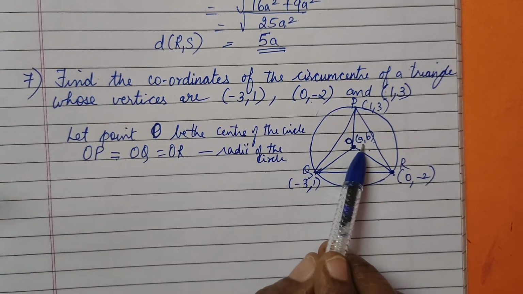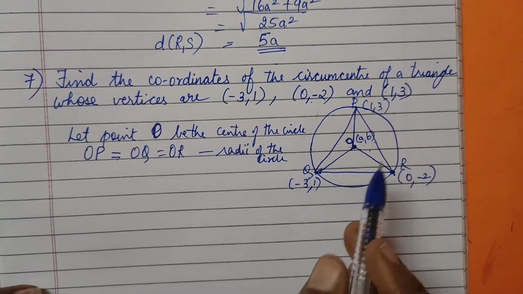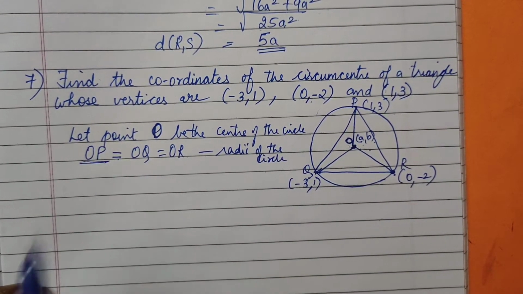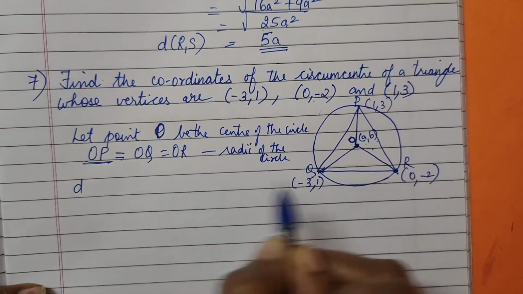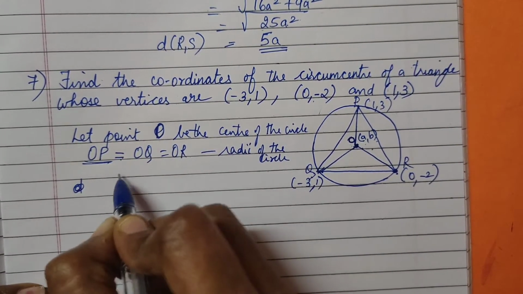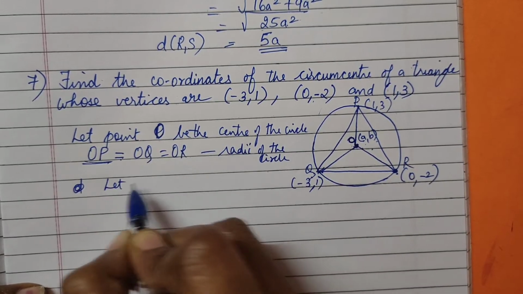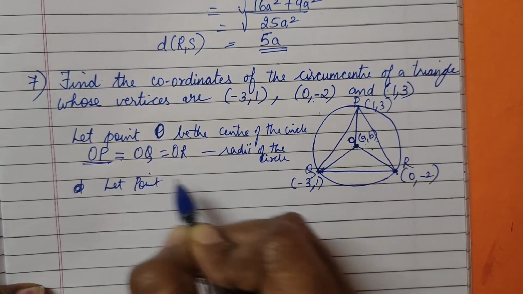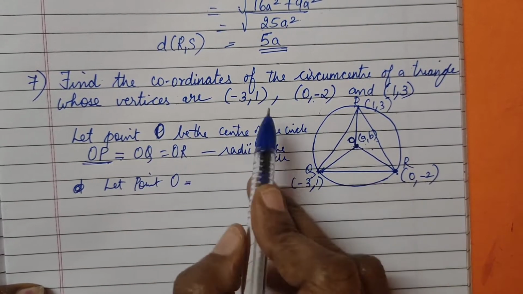We will give some other letters also, you can give it here. Okay, first we are going to find the distance OP. For this, firstly I'll write the point O. Let point O be what here? It's given already.